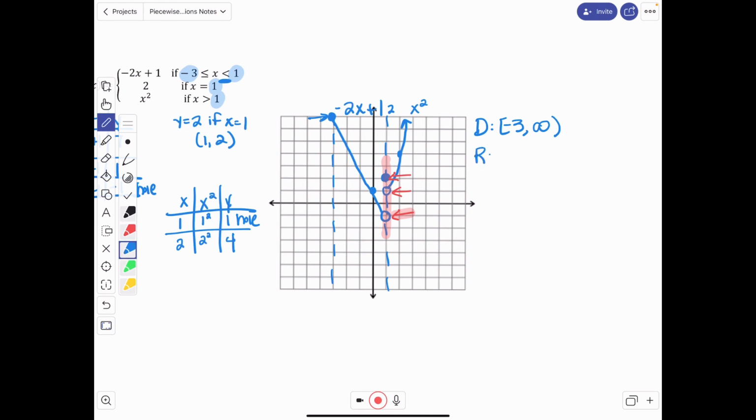Then my range. This right here is my lowest point, at -1. Since it's a hole, it gets a parenthesis. And then this line is continuous. It covers all the Y values from here to here. So it covers the fact that I've got a hole right here. And then this line goes up forever. So since it's going up forever, I've got infinity. And then it is discontinuous at x equals 1.